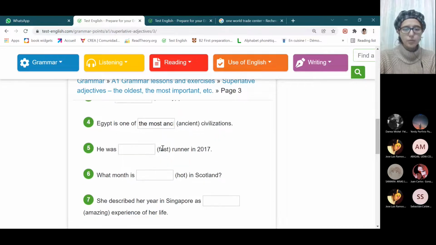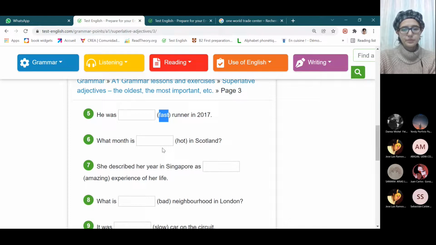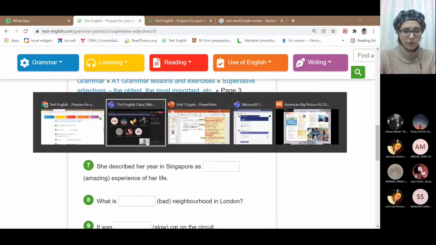What is the superlative form of the adjective fast? The fastest? Can you read the sentence? He was the fastest runner in 2017. Perfect, yeah, that's it.